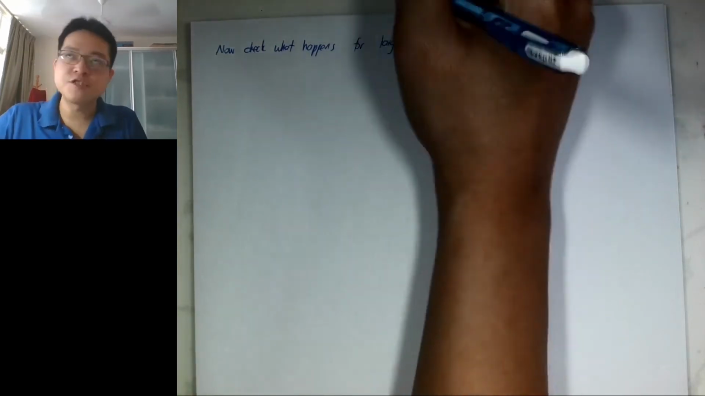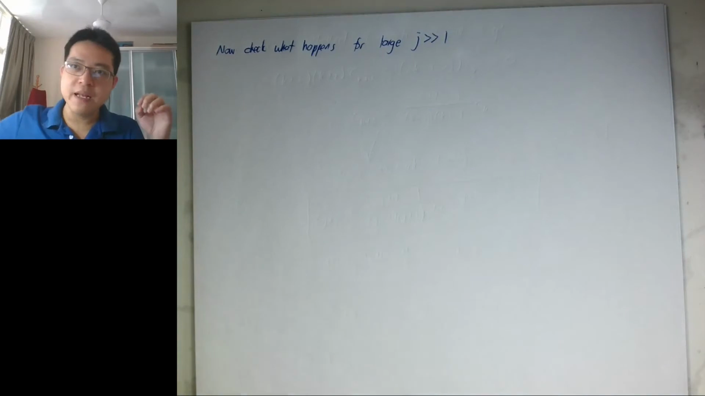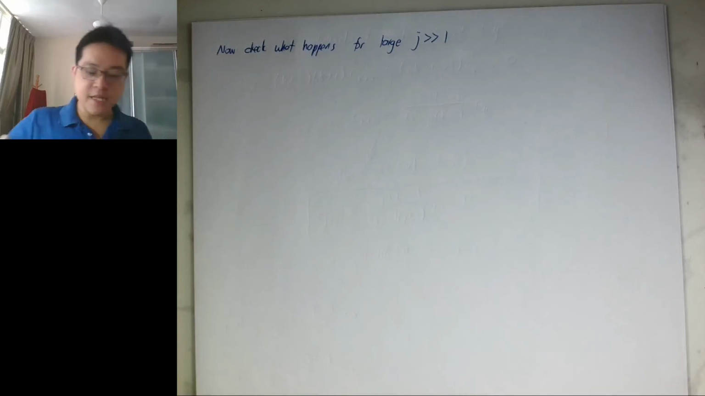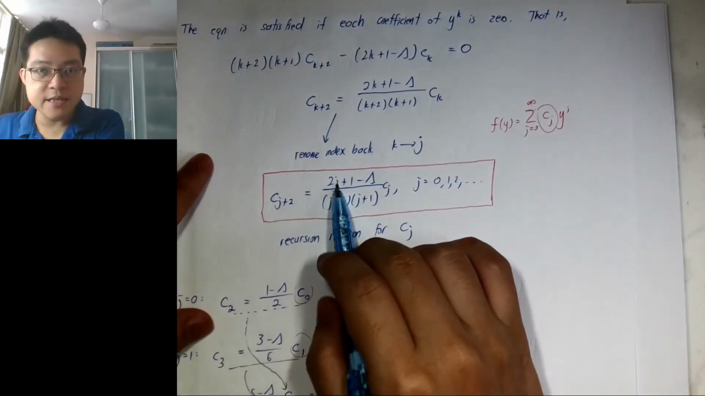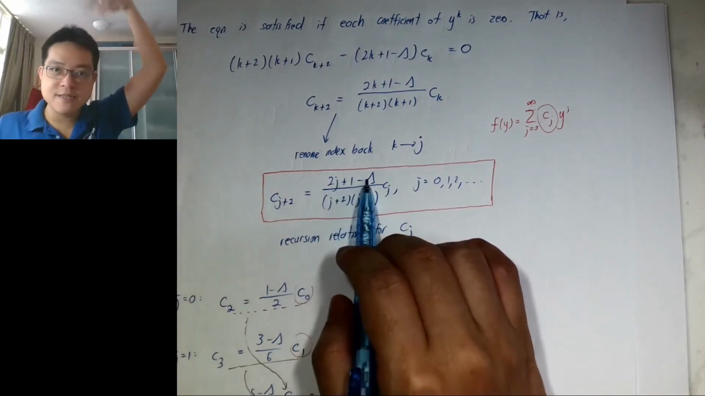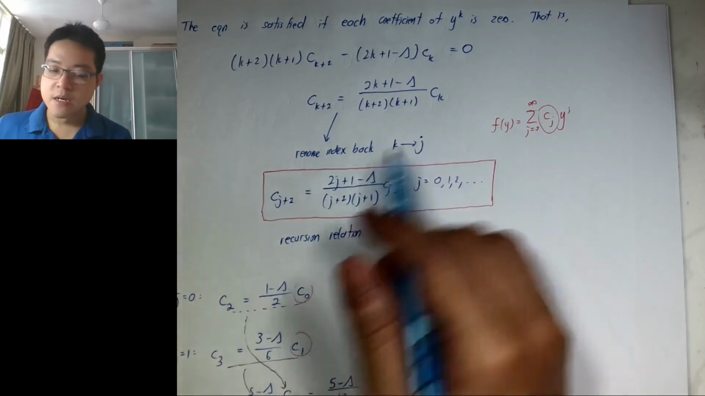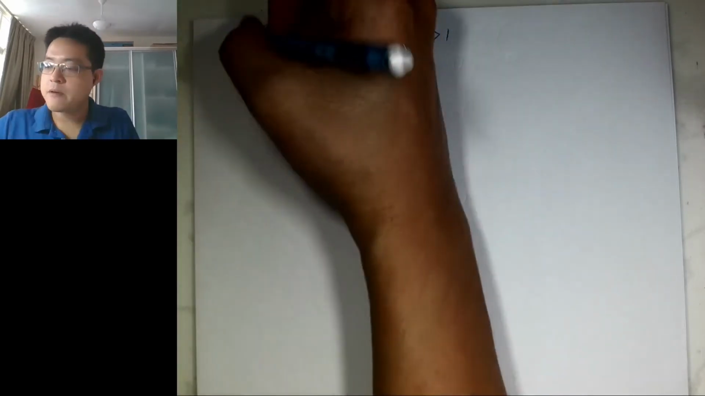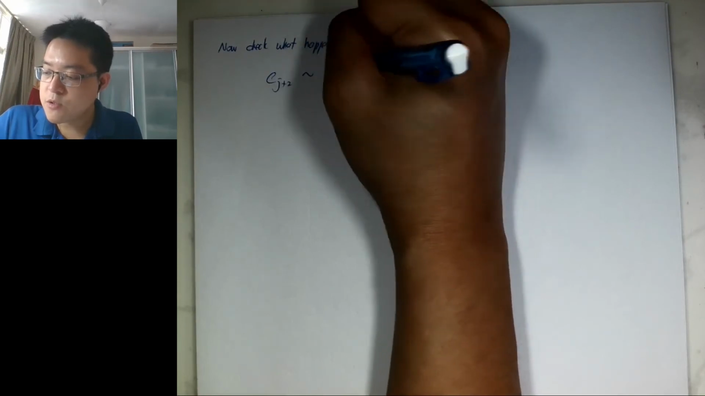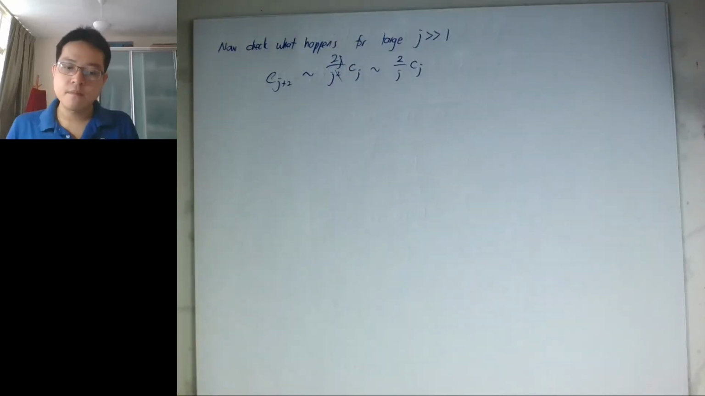Again, we look at the asymptotic structure. What if j is large, right? So let's say C very high, C to 1,000,000, C 1,000,000 and 1, C 1,000,000 and 2. What's going to happen? If you look at our formula for C, if j is large, then this term is big. This term is going to be negligible. j can be as large as you want. These are fixed numbers. So if j continues to be large, these two terms are negligible. So this becomes 2j over j squared, right? So C(j+2) is approximately equal to 2j over j squared Cj, which is approximately 2 over j Cj, right?